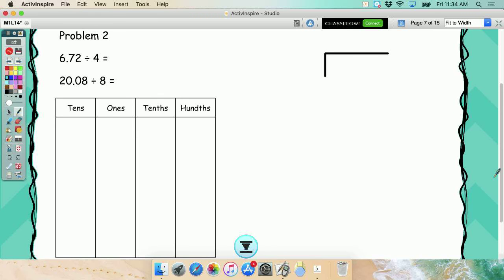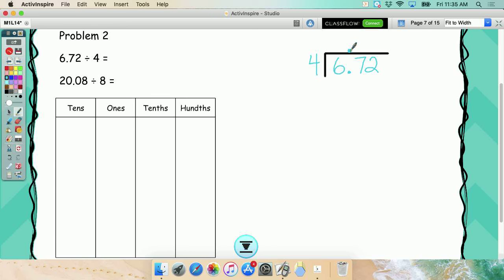So this dividend looks familiar. Yeah, it does. We just had it, didn't we? Yes. So 6.72. But we've got a different divisor this time. What's the divisor? 4. 4. Okay.